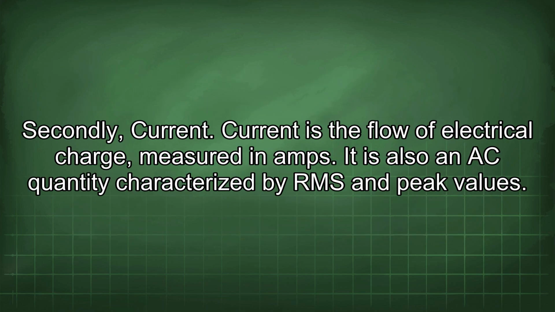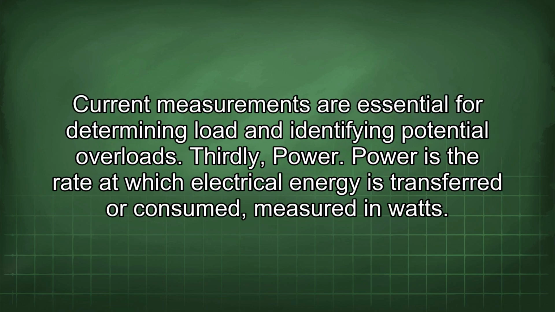Secondly, current. Current is the flow of electrical charge measured in amps. It is also an AC quantity characterized by RMS and peak values. Current measurements are essential for determining load and identifying potential overloads.